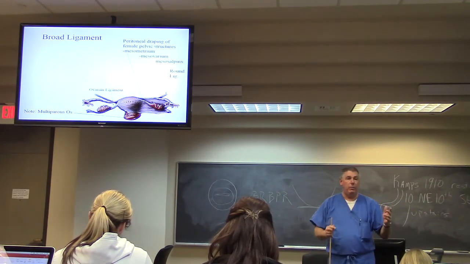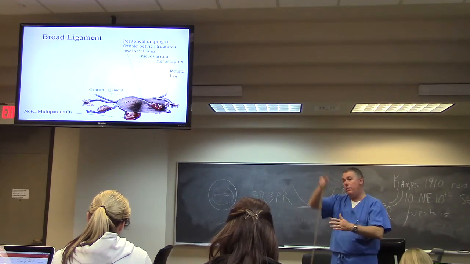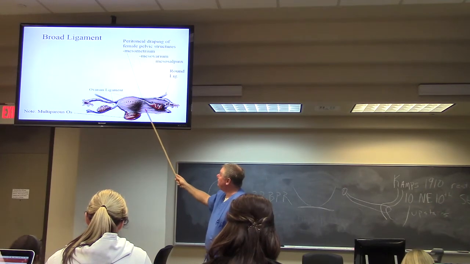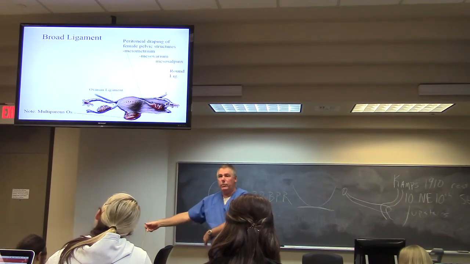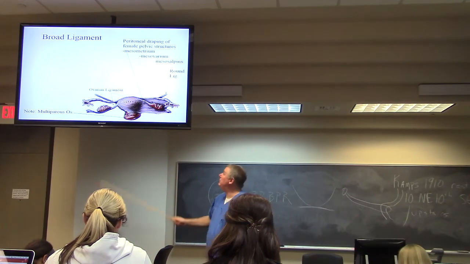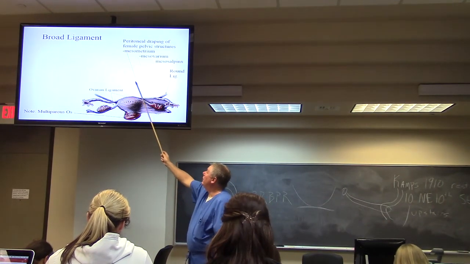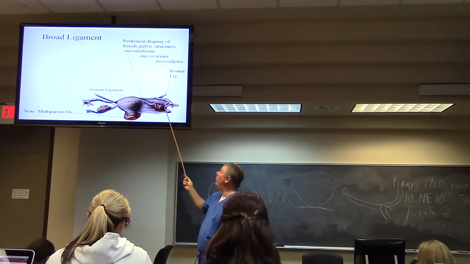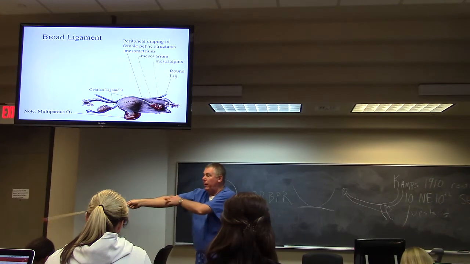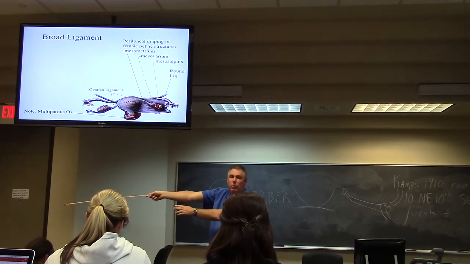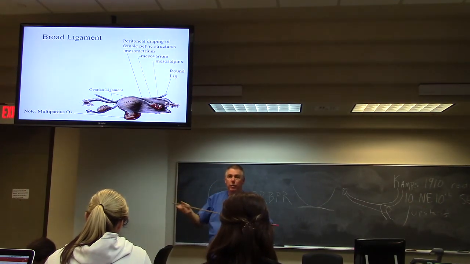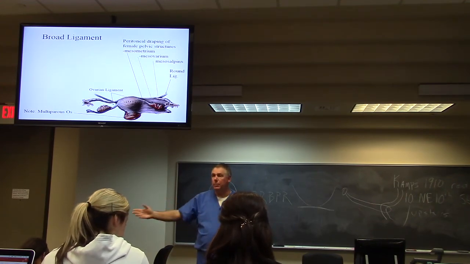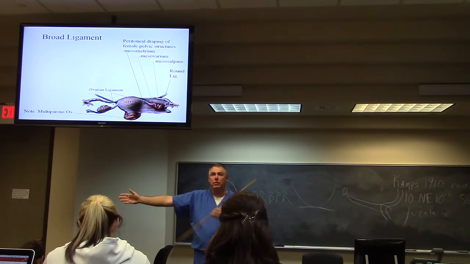Now, by it being a sheet, remember you got a front side and a back side. It goes up and over and down the other side. Here's the broad ligament right here. The part of the broad ligament that's right beside the uterus here is called the mesometrium. The part of the broad ligament that's around the ovary is called the mesovarium. The part of the broad ligament around the fallopian tube, draped over the fallopian tube, is called the mesosalpinx. Salpinx means tube, remember from up here? So the broad ligament has three parts: mesometrium, mesosalpinx, mesovarium.